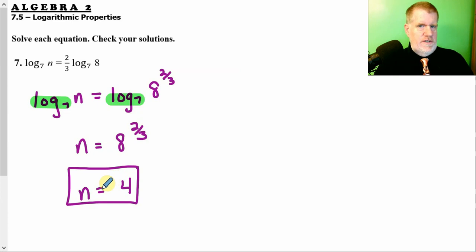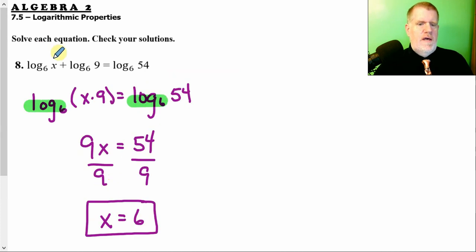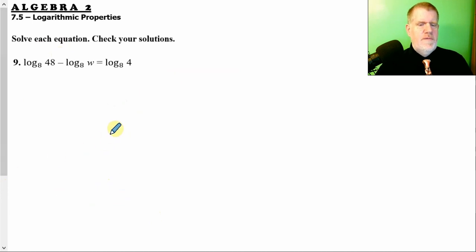Because remember, the only danger we have, you cannot take the log of a negative number. So n can't be negative. Well, it's not. It's 4. It's okay. X cannot be negative. Well, it's a 6. So it's okay. Let's just keep that in mind.